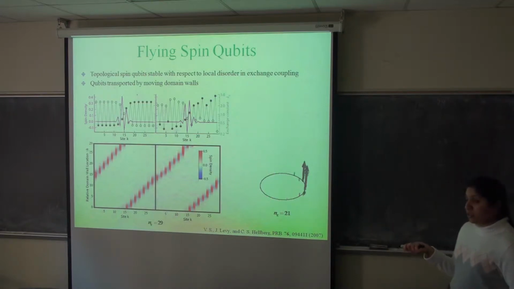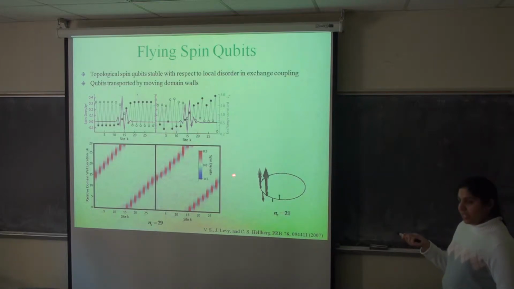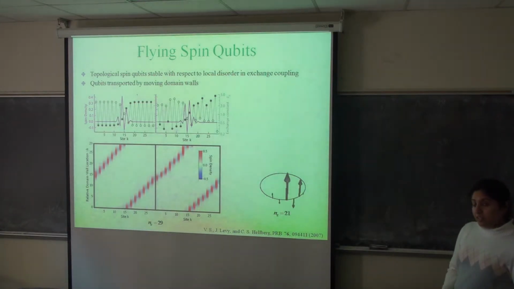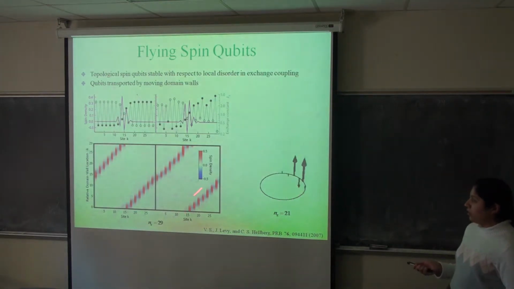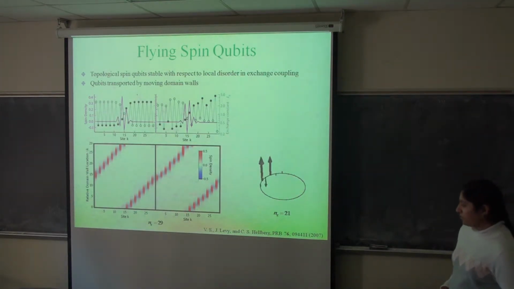And we can also move the domain wall within the disordered system, and we find that even in this case, the spin density remains localized around the center of the domain wall. And so this gives us then a mechanism for producing flying spin qubits entirely within a solid state system that's also highly insensitive to local perturbations of the exchange constants.